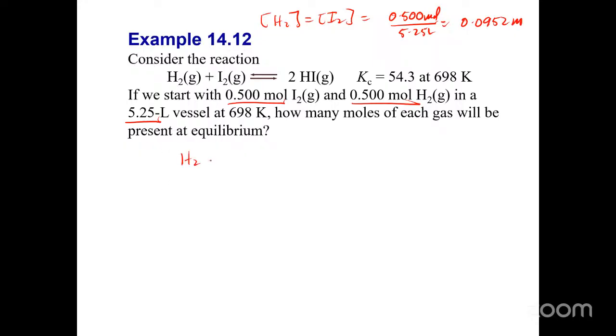So the next thing I would do is set up an ICE table. So this is the equation right here, with HI gas. The initial concentrations of the H2 and the I2 would be the same, which is 0.0952 M, and 0.0952 M. And of course, there's no hydrogen iodide to begin with.